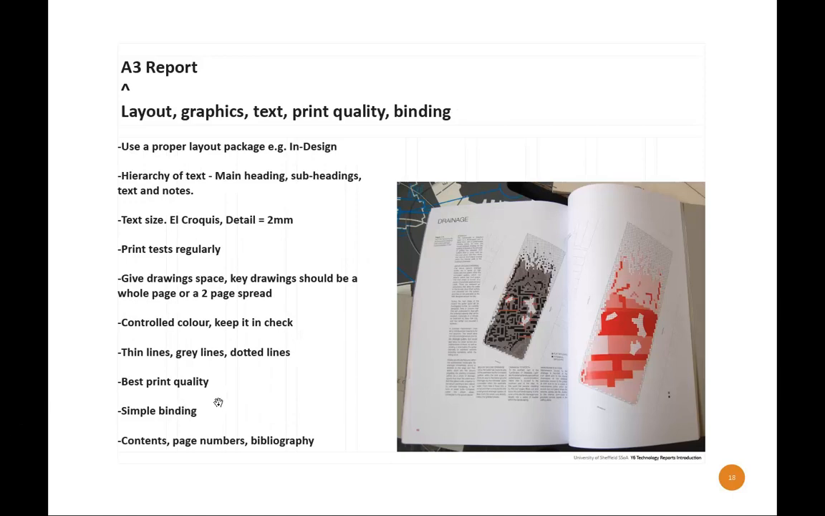Okay. Best quality printing. I know you're submitting digitally, but when you print it out for the examiners, just get the best A3 print you can do. Simple binding. All I'm asking for is a spiral bind for the examiners. It doesn't need to be hard bound or anything like that. And as usual, contents, page numbers, bibliography.